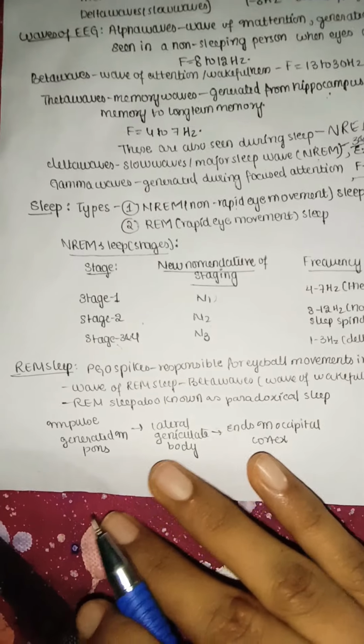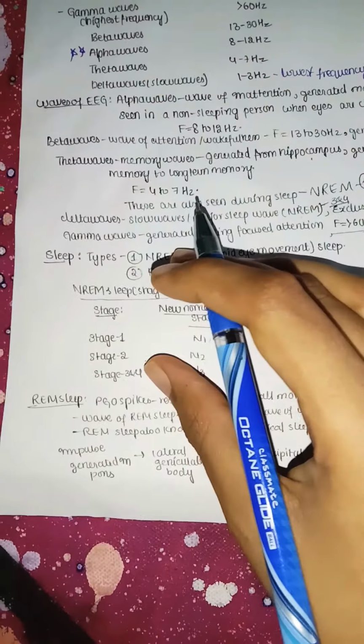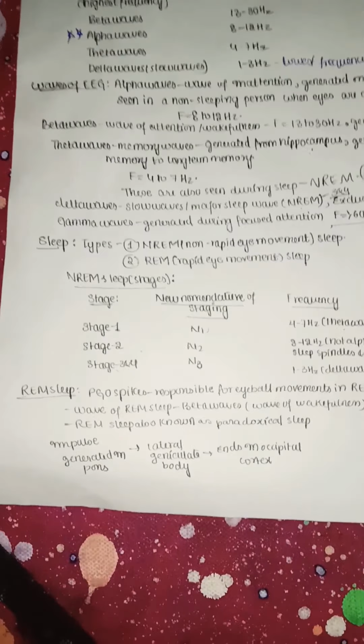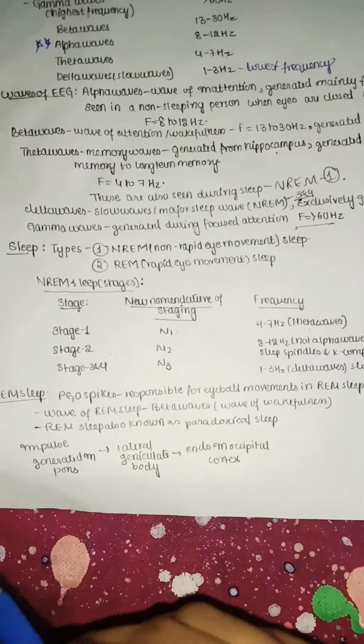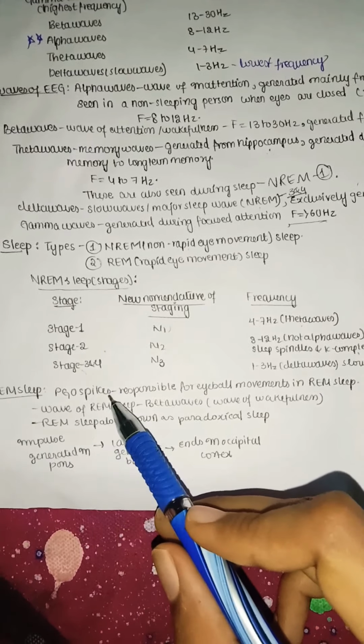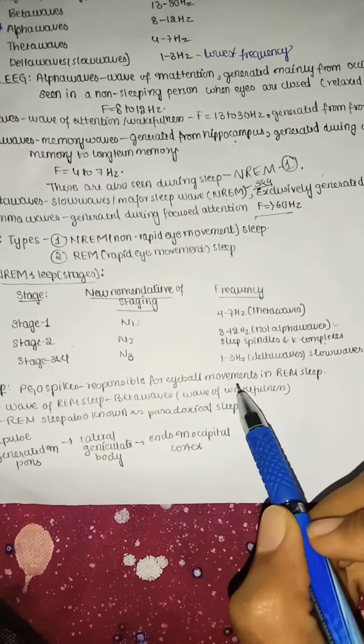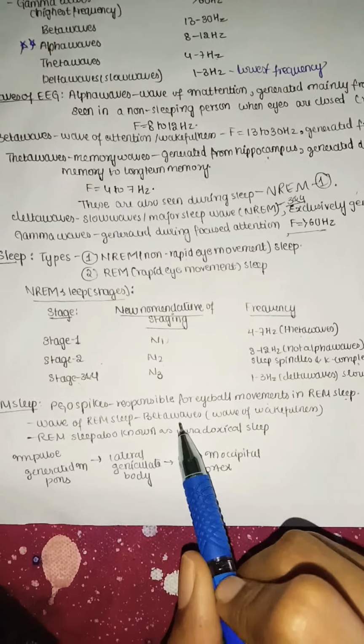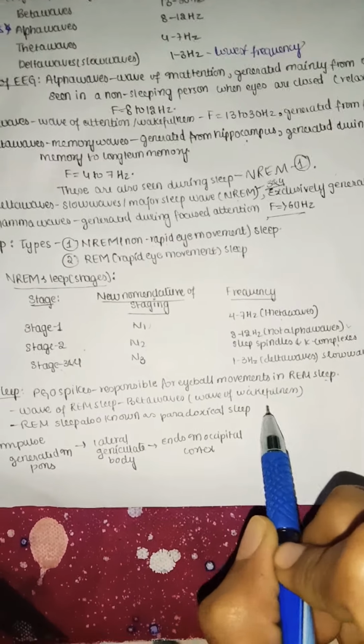Now let us see the REM sleep. So we have associated the non-REM sleep with the EEG waves and their frequency. Now let us see what is there in REM sleep. So REM sleep is rapid eye movement sleep. Here we have PGO spikes, which are responsible for eyeball movements in REM sleep. The wave of REM sleep is mainly beta wave, the wave of wakefulness.